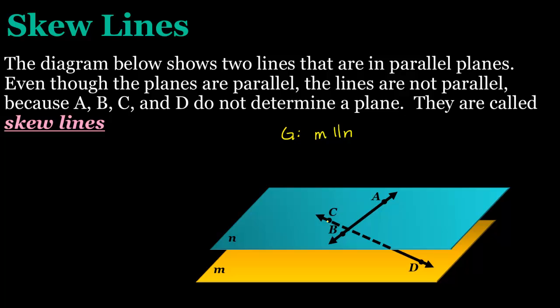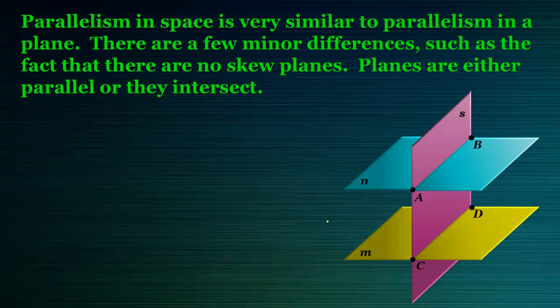And we'll get into a little bit more with it here shortly and see what parallel lines are when we're talking about planes in 3D space. So parallelism in space is similar to parallelism in a plane, which is what you're normally working in, 2 dimensions. There are a few minor differences, such as the fact that there are no skew planes. Lines can be skew, planes cannot be skew. Planes are either parallel or they intersect, which makes sense because they go on in a couple directions forever, right?